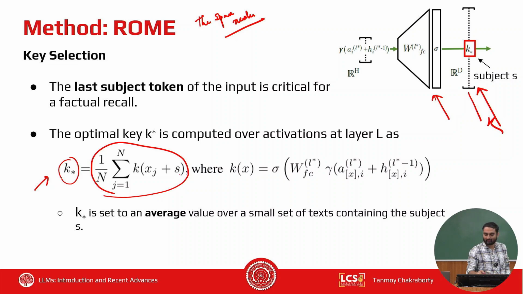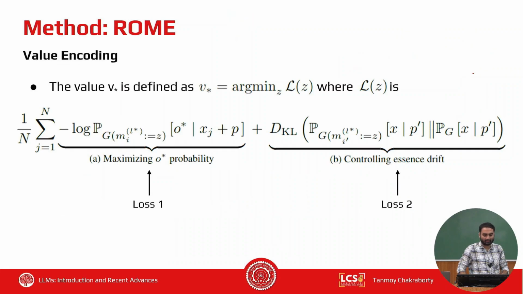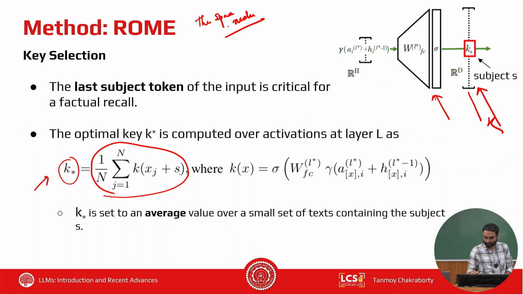Now remember, the key is the output of the first layer of the MLP. I am repeating this. It is the output of the first layer of the MLP. How do we get the value? To obtain the value, what is value? This K star, which I already got just now, will be multiplied with W projection. W projection is the second layer of the MLP, and that will return you the V, right?